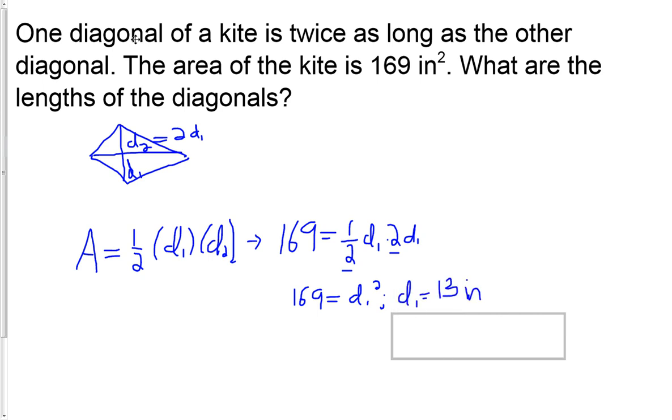Done, right? No, both diagonals. So now 2 times d sub 1 is diagonal 2, which is 26. 2 times 13 is 26. And again, we've got a label, so I added inches on there. Because they give us area, each like base, height, diagonal are all inches, meters, just one unit. Okay.